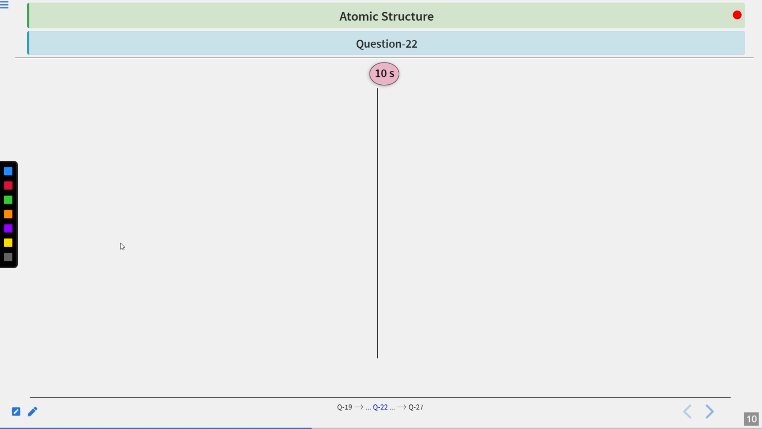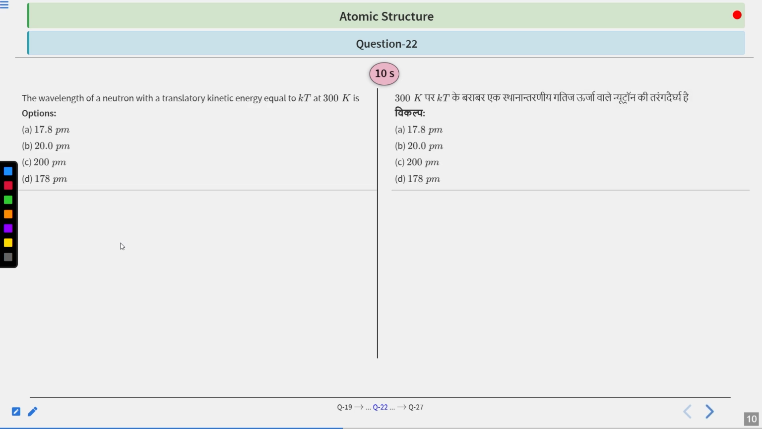Question number 22 says that the wavelength of a neutron with a translatory kinetic energy equal to kT at 300 Kelvin is: options are 17.8 picometer for option A, option B 220.0 picometer, option C 200 picometer, and option D 178 picometer. So you have 10 seconds to solve this question. Your time starts now.